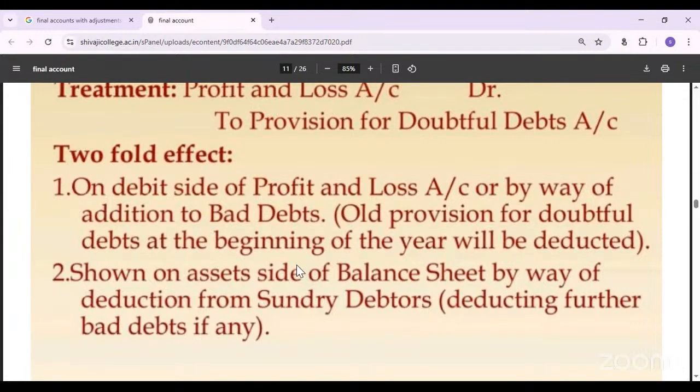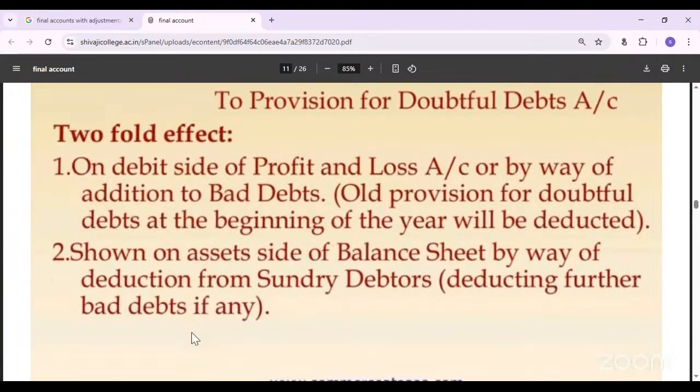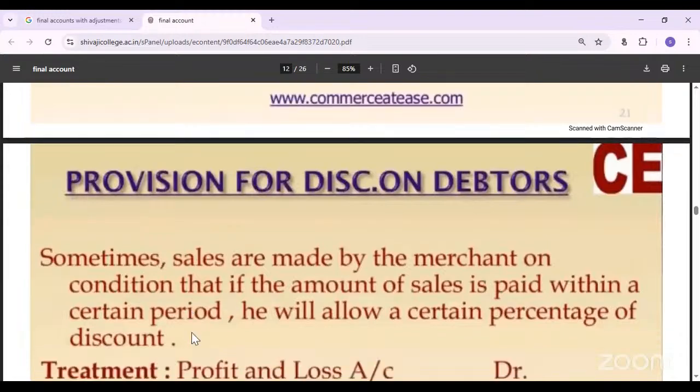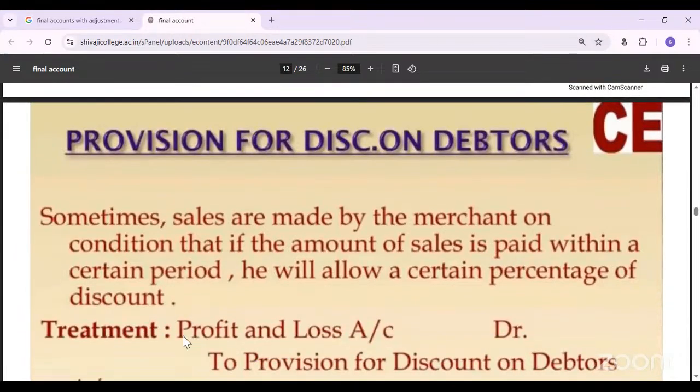So these are the two effects which we can see with regard to the provision for bad debts. Then next one is provision for discount on debtors. Sometimes sales are made by the merchant on condition that if the amount of sale is paid within a certain period, he will allow a certain percentage of discount.